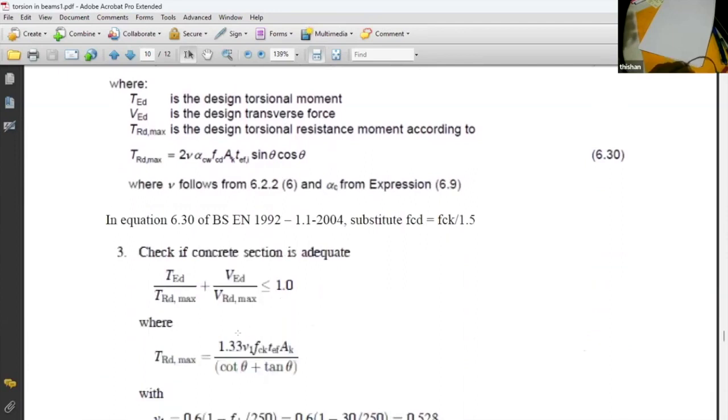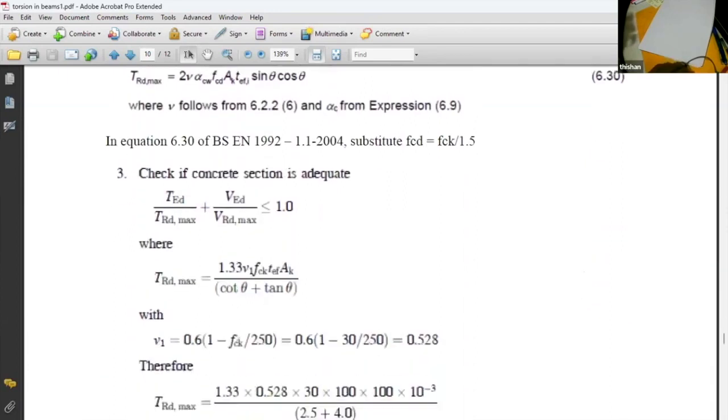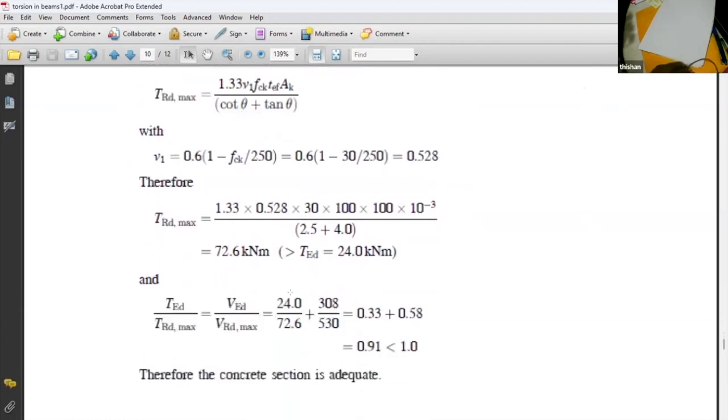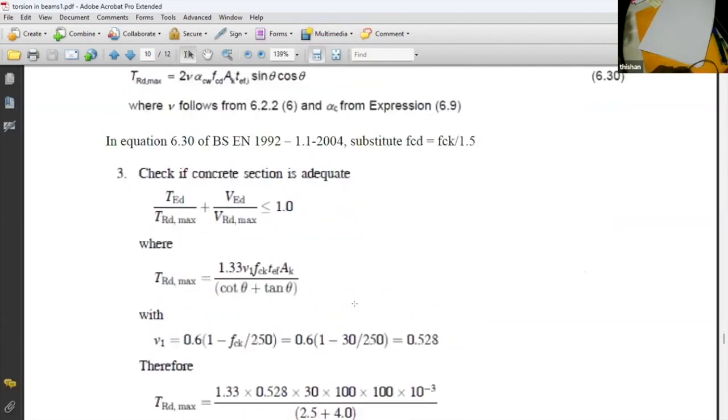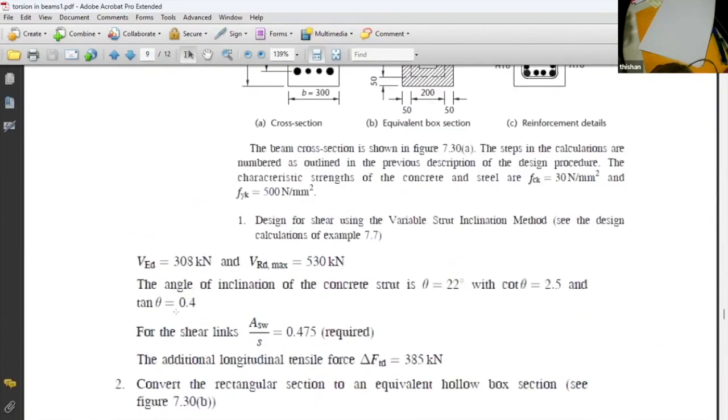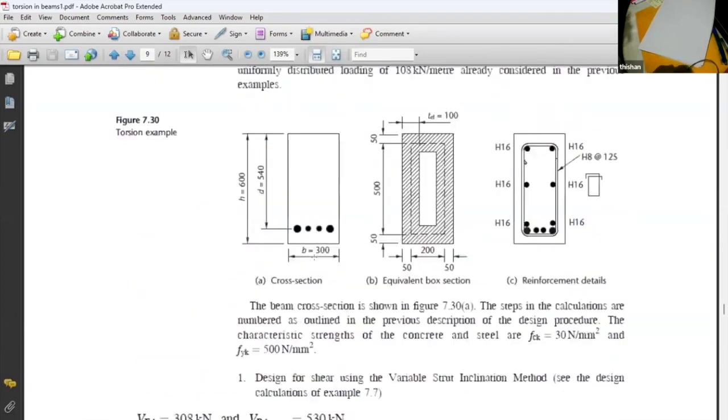At TRd,max, this equation is given, and nu is also 0.528. That's the equation given in the code. Last time we calculated TRd,max and got a value close to 73. So this is 24 divided by 73. The other value was also calculated: VEd is 308 and VRd,max is 530. Can you remember I showed you those values earlier? This is a calculated value.